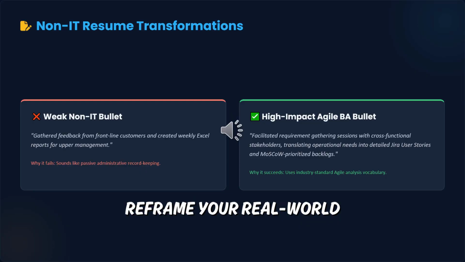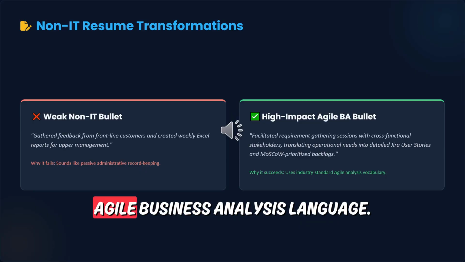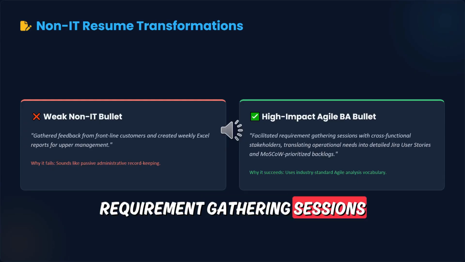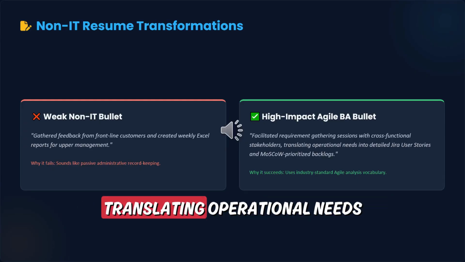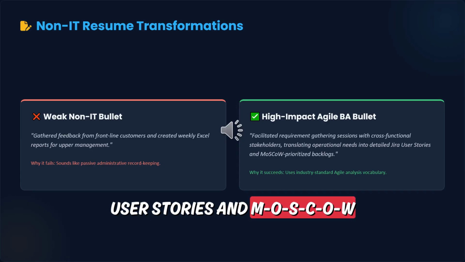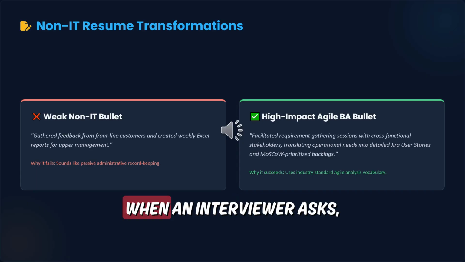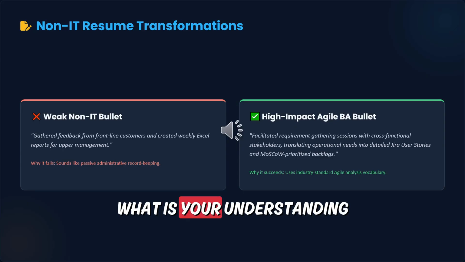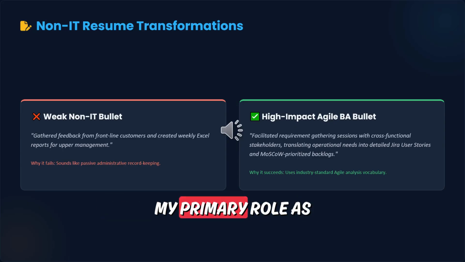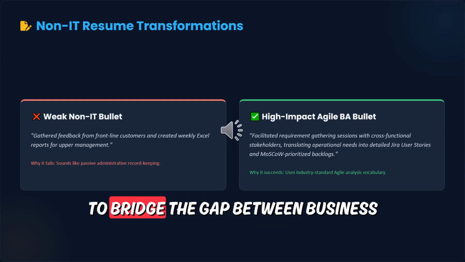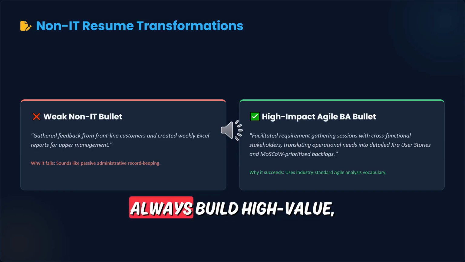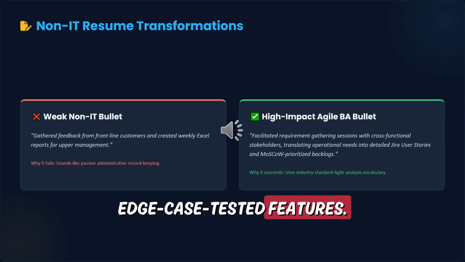Instead, reframe your real-world experience using standard Agile business analysis language. Write, facilitated requirement gathering sessions with cross-functional stakeholders, translating operational needs into detailed Jira user stories and MOSCOW prioritized backlogs. When an interviewer asks, what is your understanding of the BA role in Scrum? Hit them with this exact phrase. My primary role as a BA in Scrum is to bridge the gap between business objectives and technical execution, ensuring developers always build high-value, edge case-tested features.